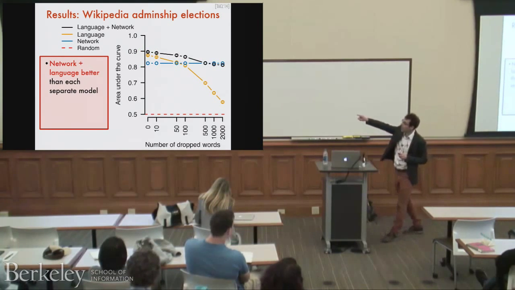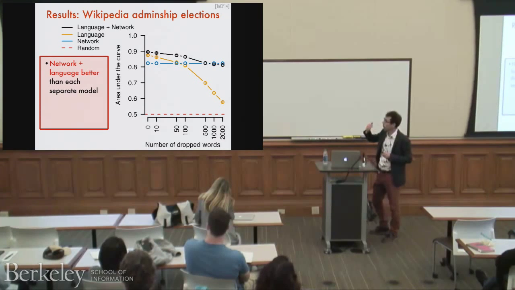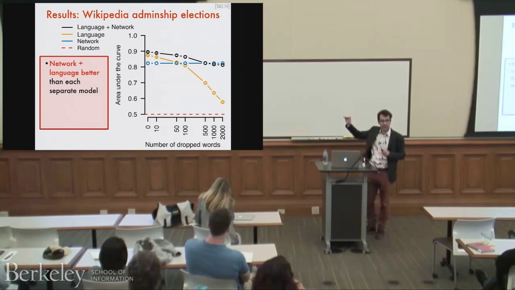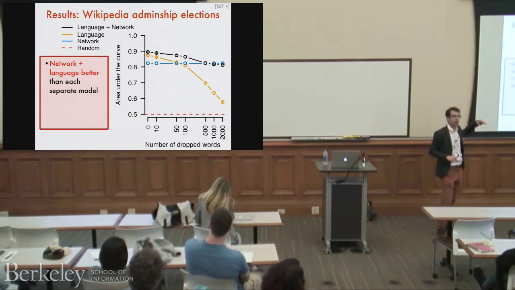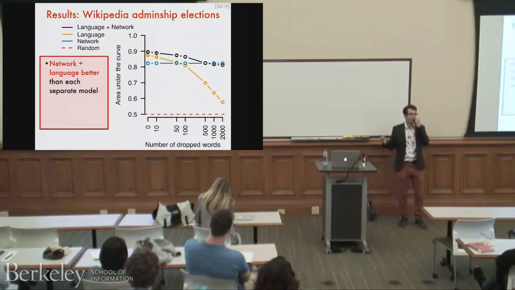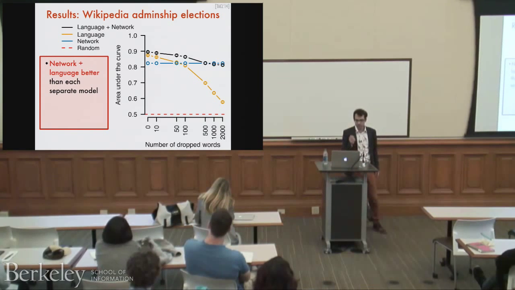So you see that the orange curve is going towards random. So there's more and more noise in the language. The blue line, that's the network signal, stays the same because it doesn't use the language at all. And what's crucial is that the combined model never gets worse than the language-only model. Okay, so that means even as the language becomes worse and worse, the method learns to default back to the other type of signal. So our method is adaptive in that sense.